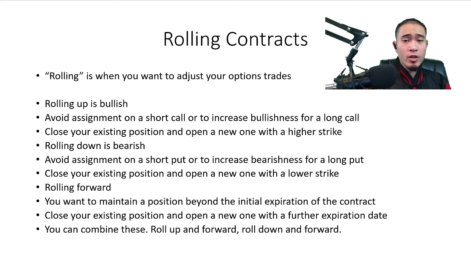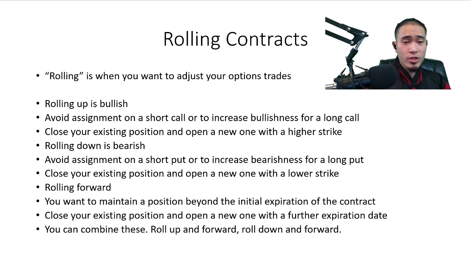Okay, now let's talk about rolling contracts. Rolling is when you want to adjust your options trades. Rolling up is bullish. You do this when you want to avoid assignment on a short call, or you want to increase bullishness for a long call. And to roll up, you close your existing position and you open up a new one with a higher strike price. Now the opposite of rolling up is rolling down.